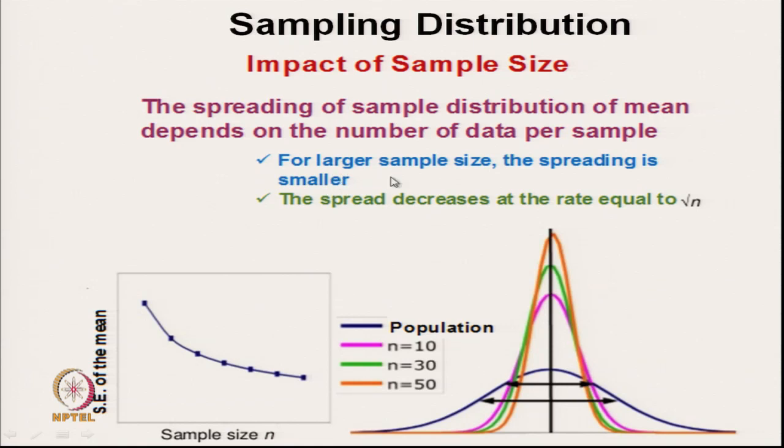For a larger sample size, the spreading is smaller. If we take a larger sample size, the spreading will become smaller. The spreading decreases at a rate equal to the square root of n. If we see the sample size n and the standard error of the mean, it decreases gradually with the number of samples, as we have seen earlier. I think it is clear.